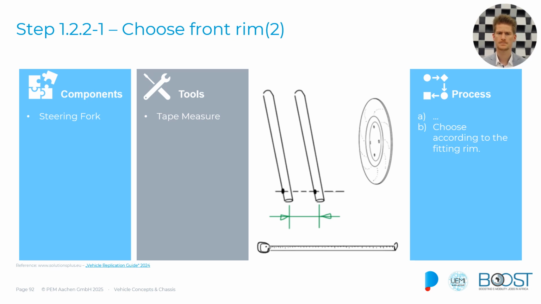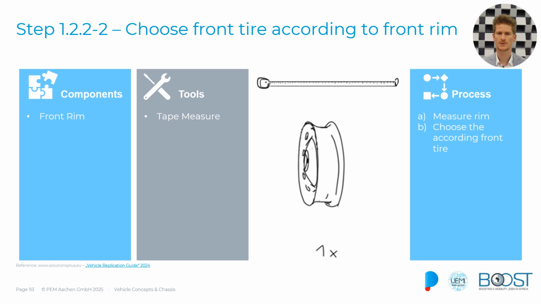The next step will then be choosing the front tire according to the rim. Just look at what is available. Make sure that the tire can take the load you're actually planning to put on it, and also make sure that the tire is actually capable of going the speeds that you want to use the tuk-tuk in.